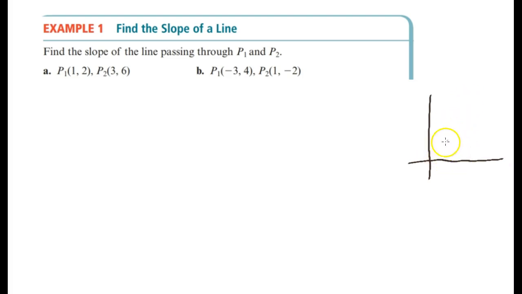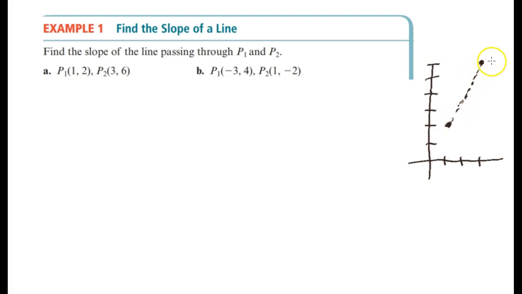We're just in this first quadrant, so I don't need to do the other 3 quadrants. So we have 1 and then 1, 2, and then we have 1, 2. So there's the first point. And then we have 1, 2, 3, 6, and it appears to be about right here. All right, so what we want to do is find the slope of these 2 points.